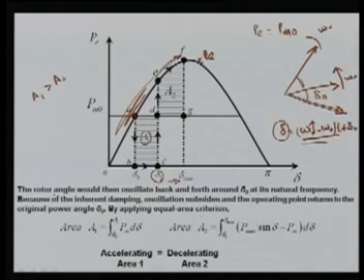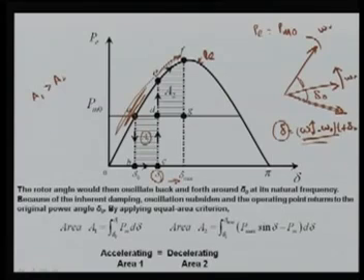So we can see the rotor angle would oscillate back and forth around this point, at its natural frequency. Because of inherent damping in the system, the oscillation subsides and the operating point returns to the original power angle delta naught, that is, at point A.